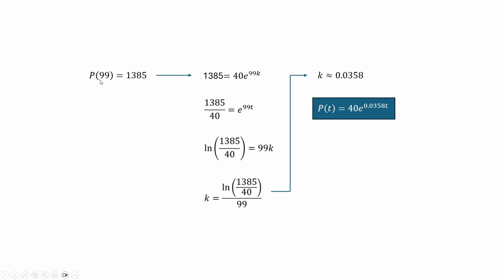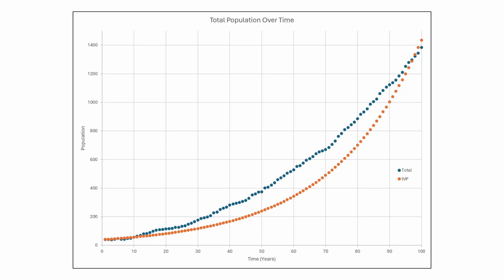First things first, we know that at the last time step of 99, our total human population is 1385. So we just put that in and then replace the t-value with 99. And for solving for k, we just divide by 40, take the natural log to get rid of the exponential, and then divide by 99 to isolate k, which equals this weird random fraction, which is roughly equal to 0.0358, which gives us the last equation that we need to plot, which is p of t is equal to 40 times e to the 0.0358t. And after plotting it alongside our population growth to total population growth, we get this.